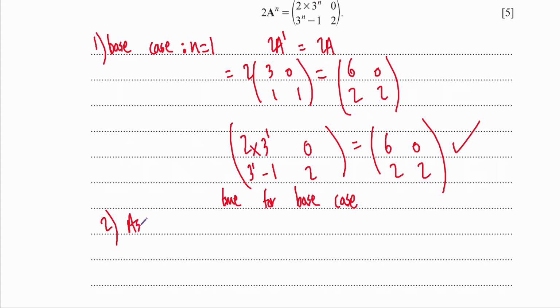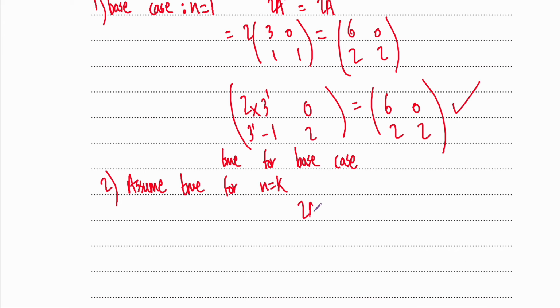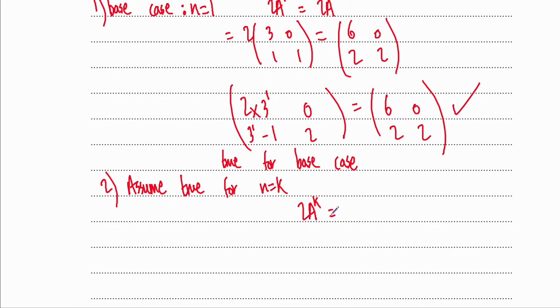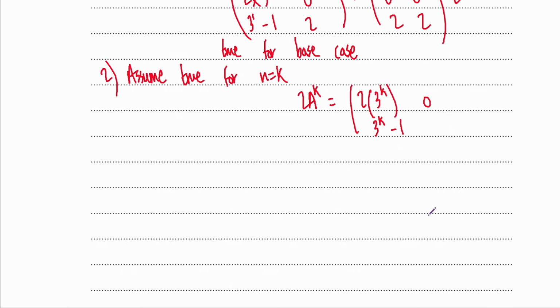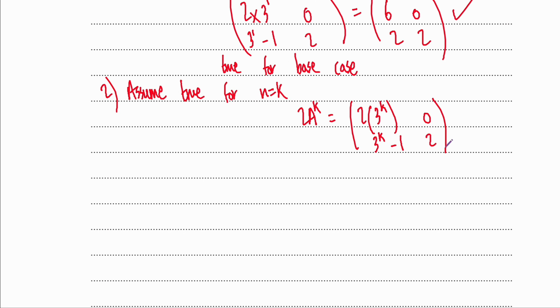So again, assume true for n equals k. This is true for every type of induction. Assume true for n equals k. So what that means is that 2 times A to the power k is equal to, and now we put k in there for everything, so we have [2·3^k, 0; 3^k − 1, 2]. Okay, we have that. Now, show true for n equals k plus 1. Once again, this is what we always do.